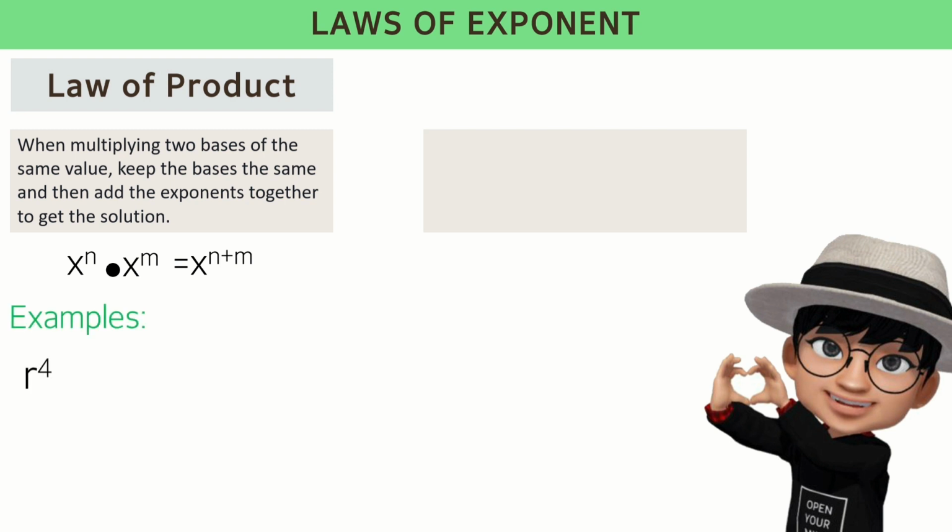So for example, we have r raised to 4 multiplied to r raised to 5. The answer is r raised to 9 since we add the exponents 4 and 5.